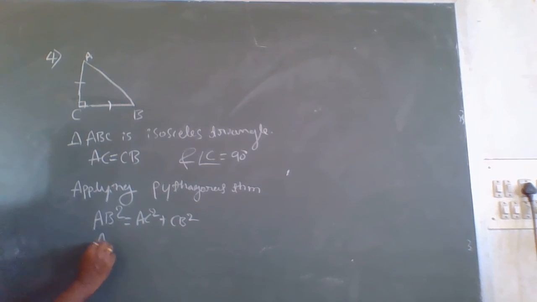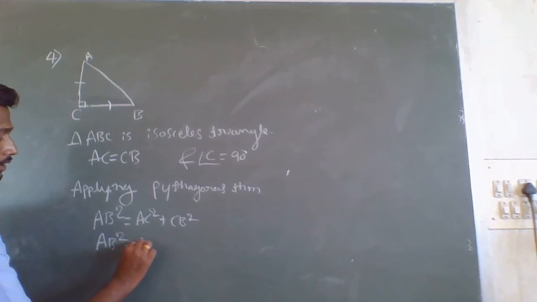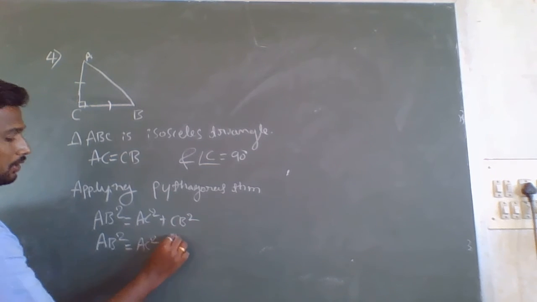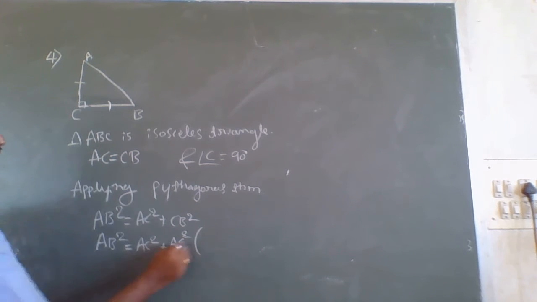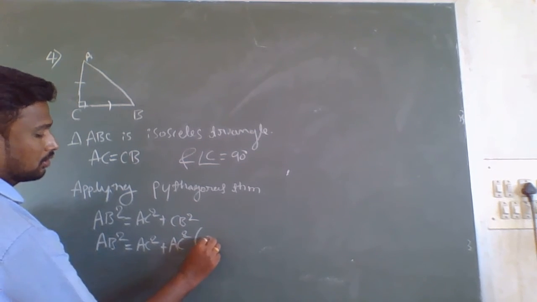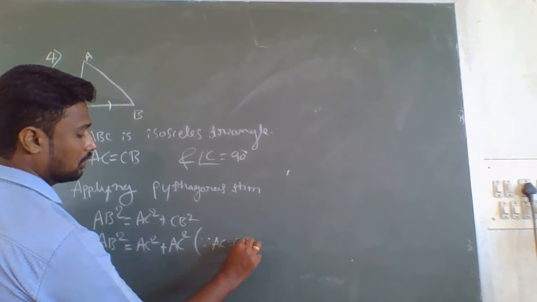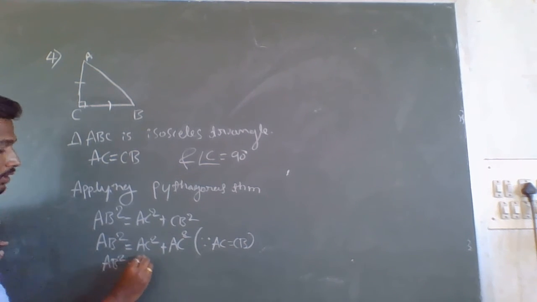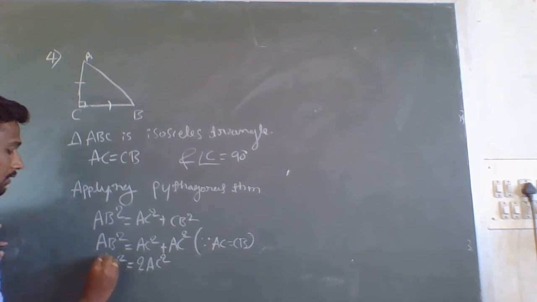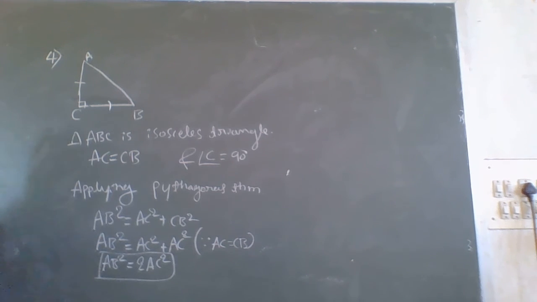So here AB square is equal to AC square plus, here in the place of CB I can write AC square. Why? We know that AC is equal to CB. Therefore, here in the place of CB we can write AC. Therefore, CB square is equal to AC square. So now what we got, AB square is equal to AC square plus AC square. What you will get? 2AC square. And so prove AB square is equals to 2AC square.